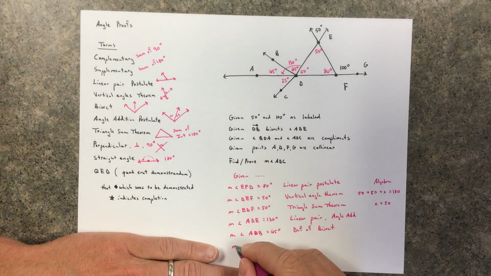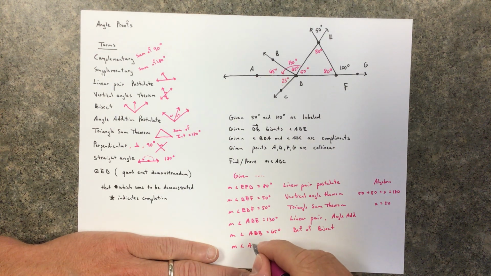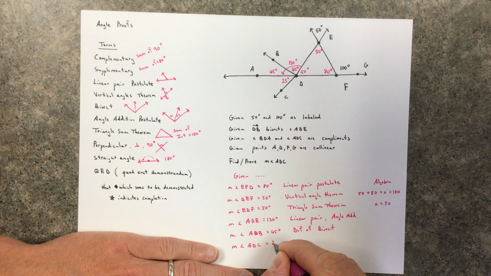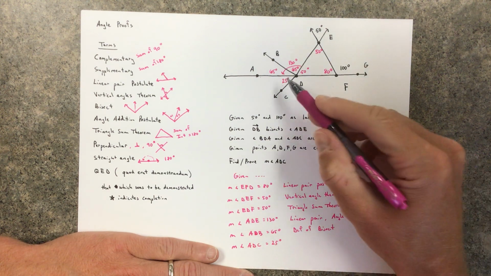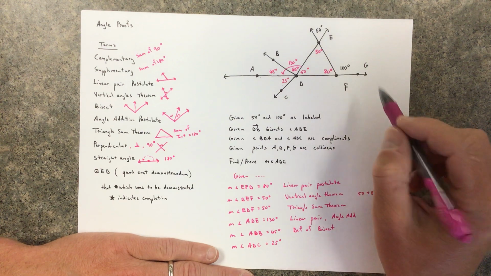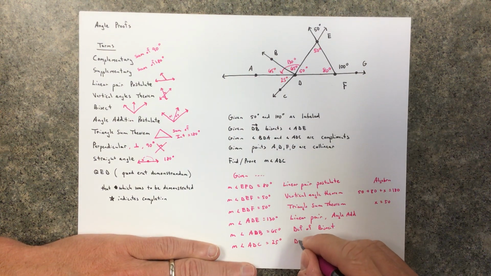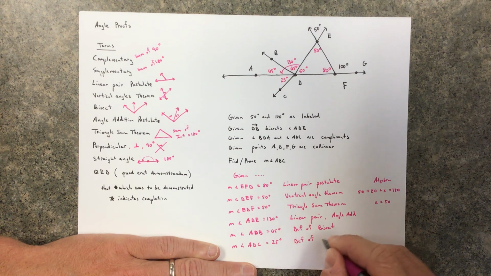Okay, so then the measure of the angle I want, ADC, equals 25 degrees. I apologize, it certainly looks bigger than 25 degrees, but I just didn't draw it very well. And that is the definition of what it means to be a complement.